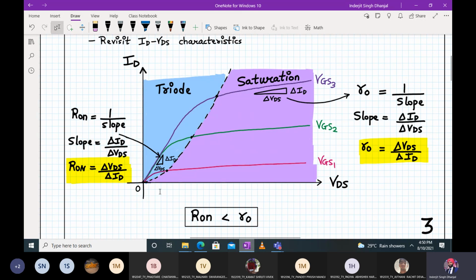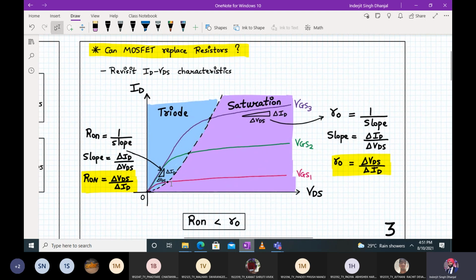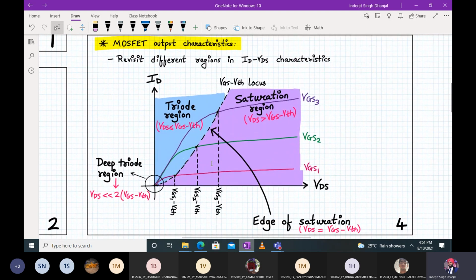You must have done the first part of experiment number 1, wherein you calculated this RO and Ron. From your readings, you must have got the value of RO to be greater than the value of Ron. This is true actually. So this is the information about can MOSFET replace resistors? Yes, they can replace resistors. Now, let us move on to the different section.